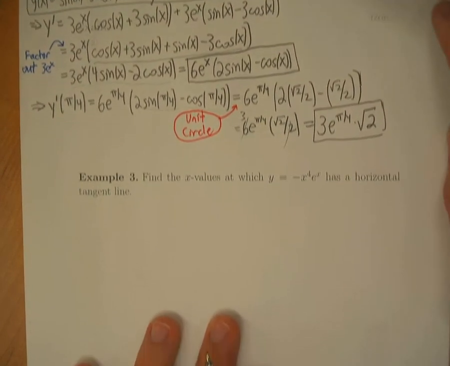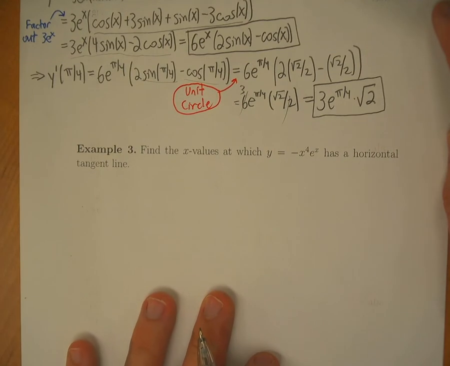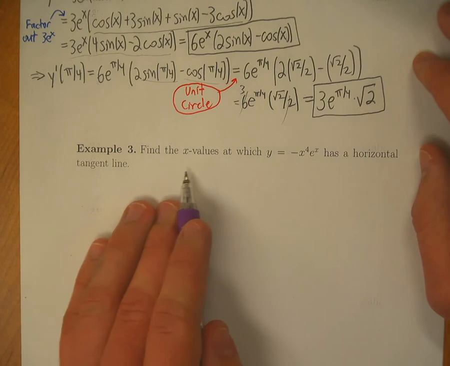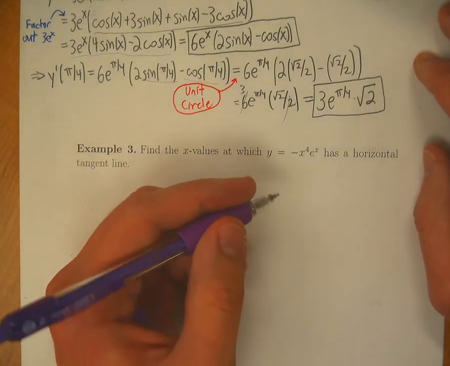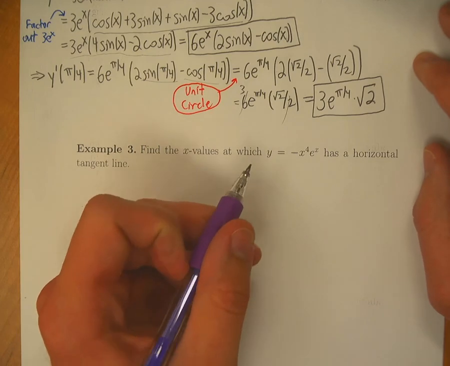Okay. So I'll give you guys a second to write all that down. And then we'll move on to example 3. In this case, we have to find the x values at which y equals negative x to the 4th times e to the x has a horizontal tangent.